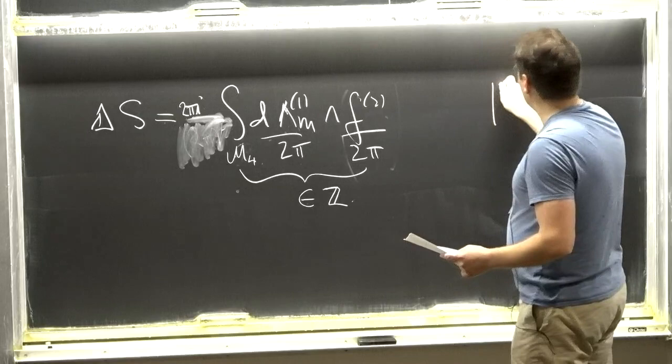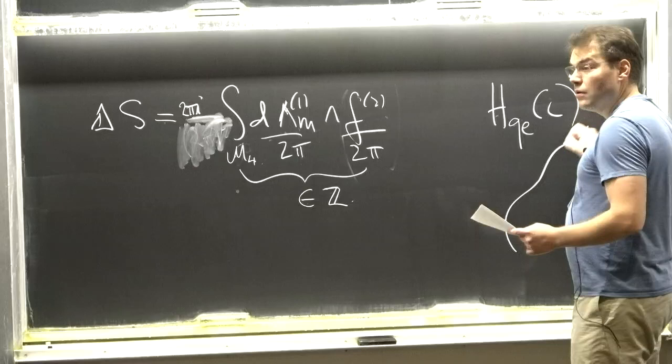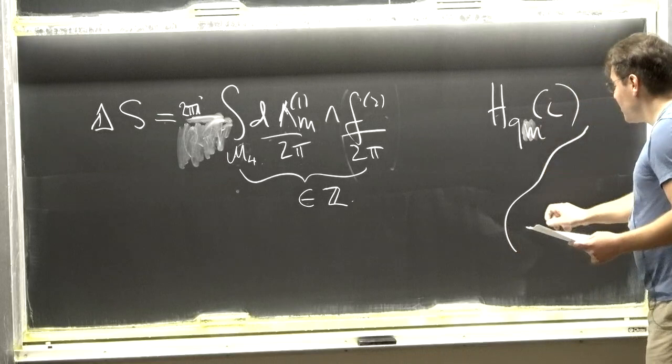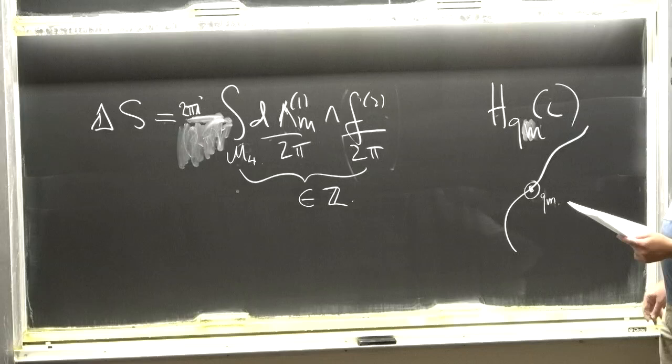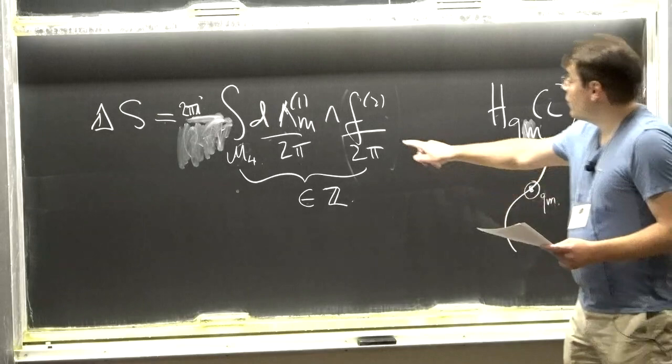One involves remembering that the Tuft loop is the what? QM. Yes, this will happen a lot. Thank you. So the Tuft loop is the word line of a Dirac magnetic monopole of strength QM. And when you take a small sphere around the loop and you integrate over it, you get that F over 2 pi is QM.